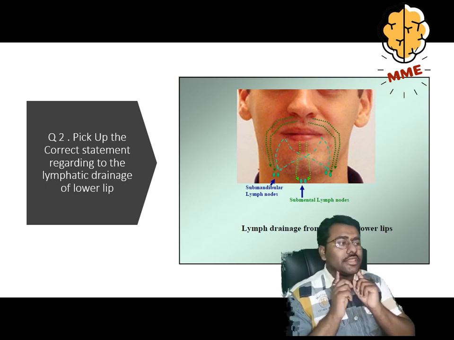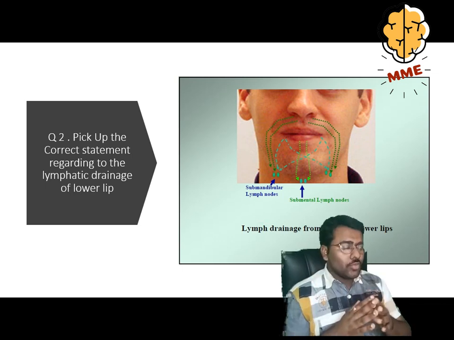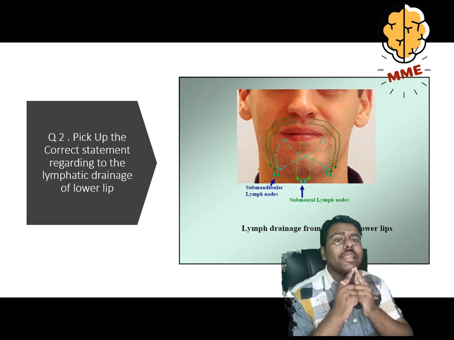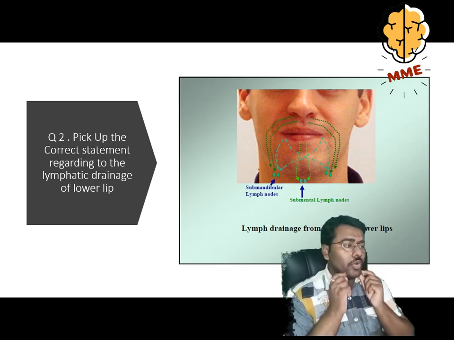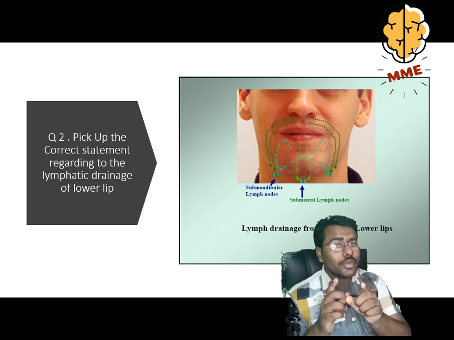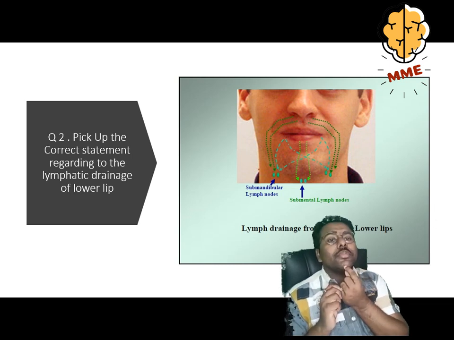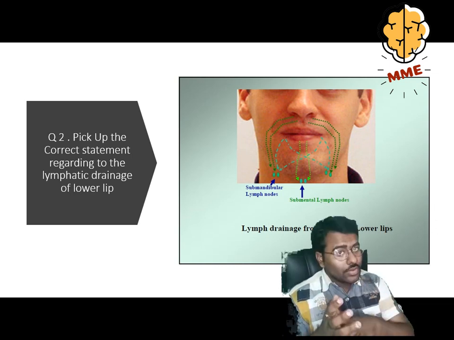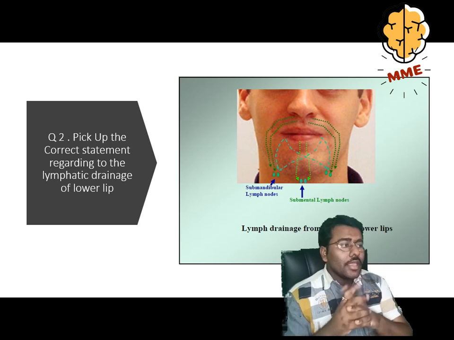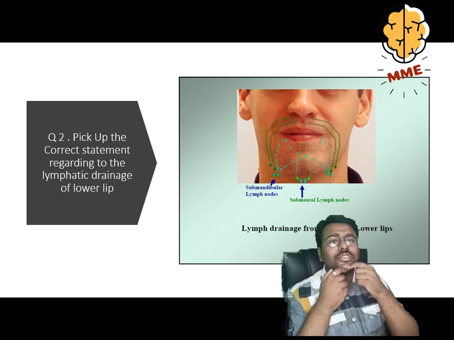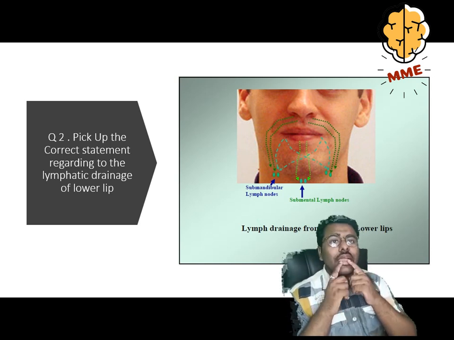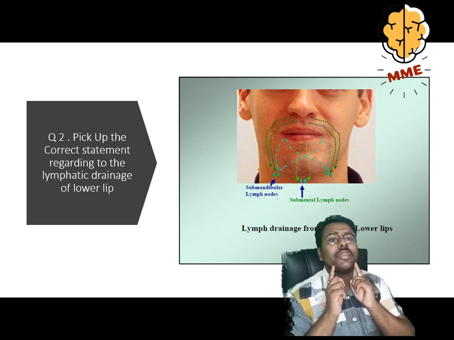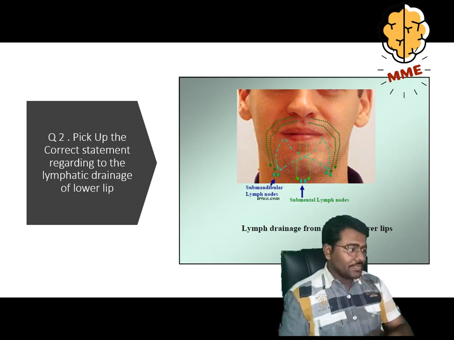In this, there is the lymph node of the submandibular. This is the mandible, so submandibular lymph nodes, and there is the mental foramen of the mandible. So there is a lymph node called submental lymph nodes. The central part of the lower lip drains into the submental, and the lateral part of the lower lip drains into the submandibular.